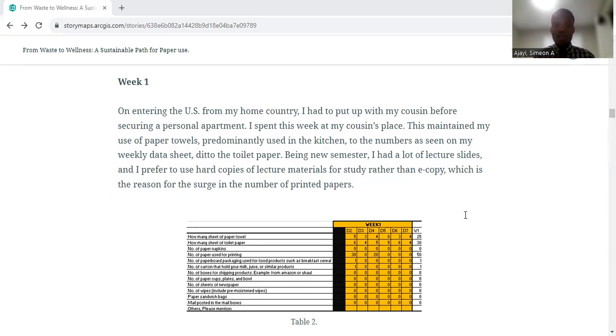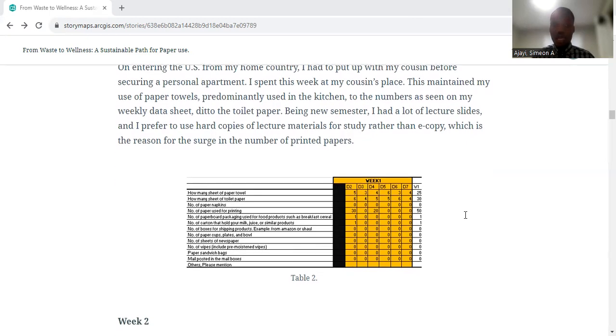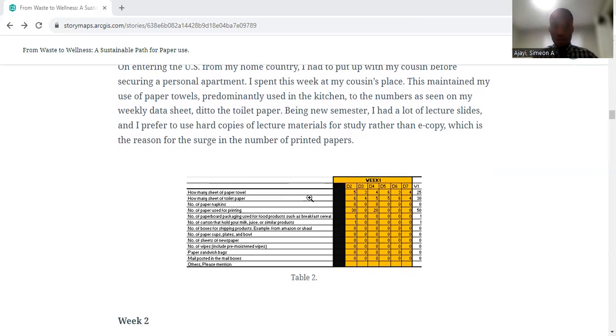So I had to print most of those lecture materials, which is the reason for the surge, the increase in the number of printed papers I used. This is seen here, week 1. On day 2, the number of printing papers that I used was 30, which is quite much because I'm already used to printing a lot of papers and reading hard copies and the likes. And then on day 4 as well, 20, which is quite high.